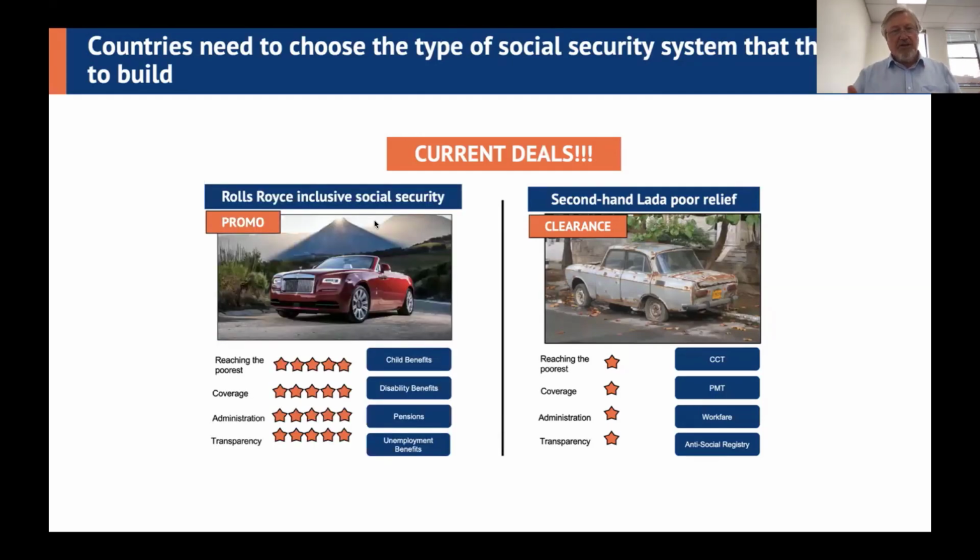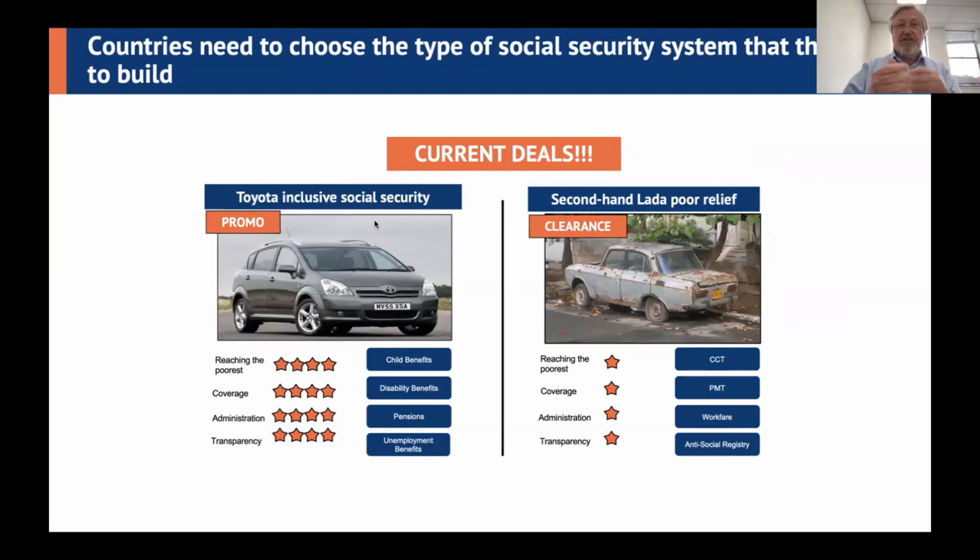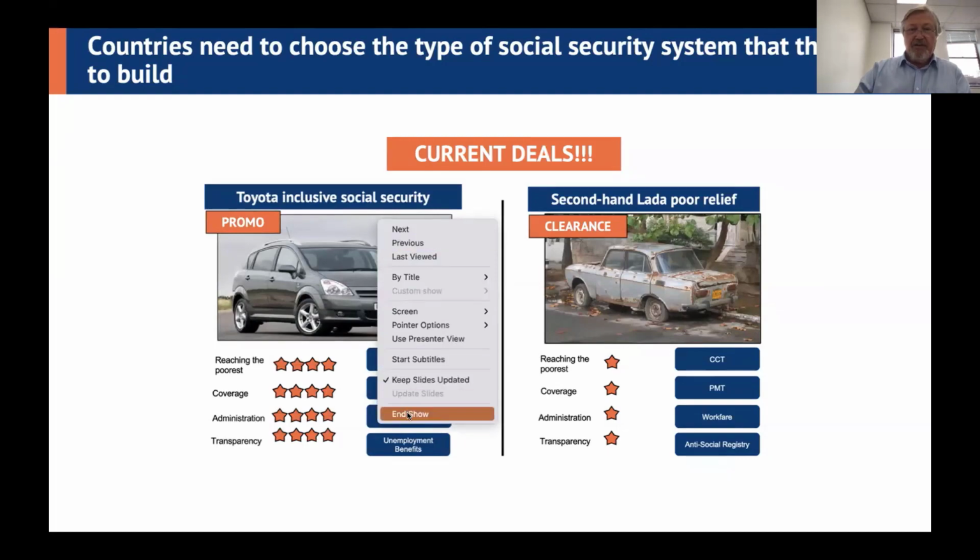Or do countries want to start to move towards a much more Rolls-Royce inclusive social security system, like we have ended up having in Europe? It took many years to develop, based around an inclusive life cycle social security system, a multi-tiered system. But if that's going to be too costly, perhaps countries can start with the Toyota system and then move over time, even longer in the longer term, to the Rolls-Royce system. So I'll just finish there. Thanks very much for listening.